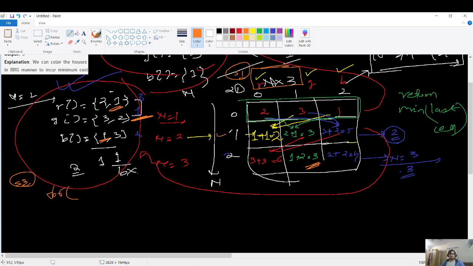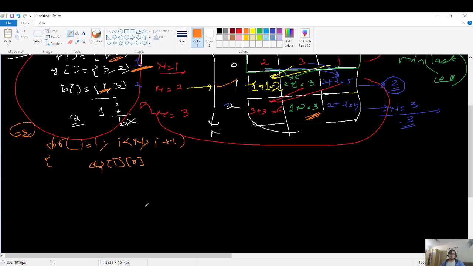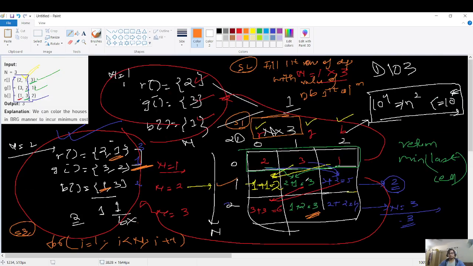So where I was starting from, from 1. I will say for i equals 1, i less than n, i plus plus. What I was doing was that I was at this point, dp of i and 0, right? I was comparing just three cells for any number of n. So I will just say dp of i and 1, dp of i and 2. These are the only cells that I'm comparing, because we have only three colors.